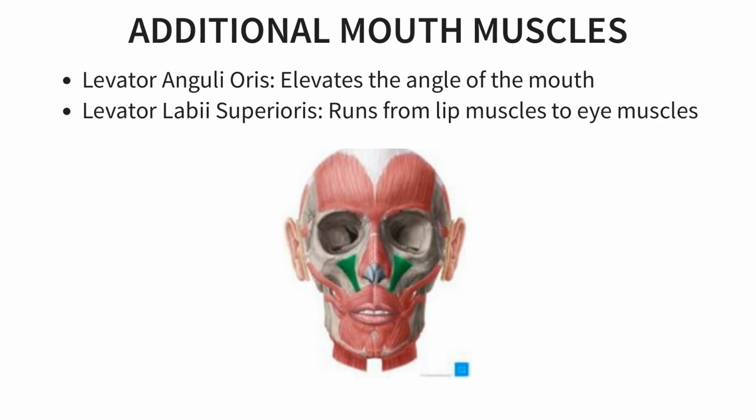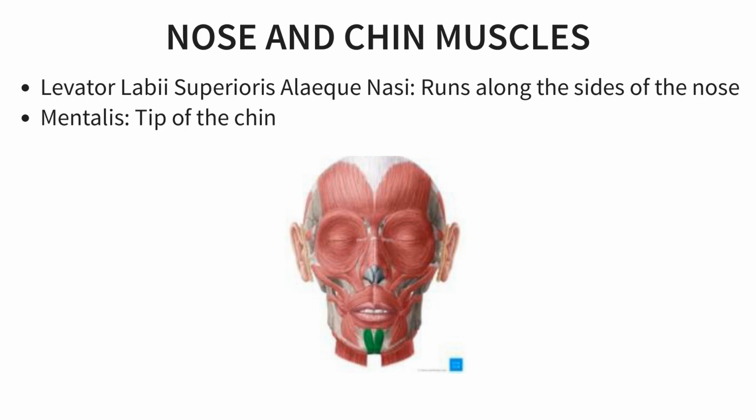The levator anguli oris and levator labii superioris are responsible for lifting the upper lip and the corners of the mouth, aiding in expressions like smiling and showing the upper teeth. The levator labii superioris alaeque nasi assists in flaring the nostrils and elevating the upper lip. The mentalis muscle is responsible for elevating and protruding the lower lip, creating expressions of doubt or displeasure.